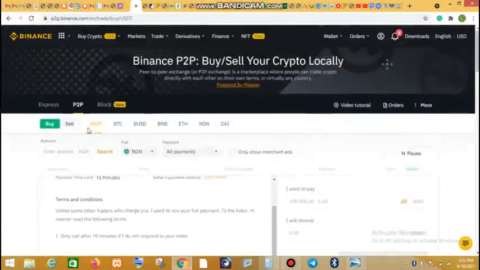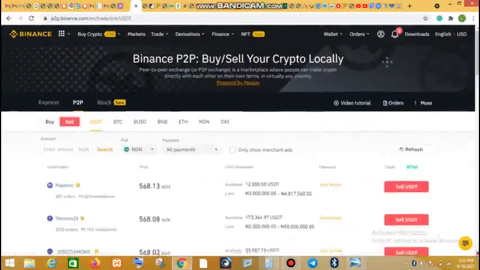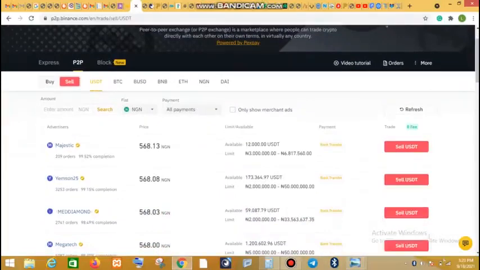And also, if you want to sell, as I said earlier, you can sell to the present buyers, or you create your own sell order. You can see these are sell orders. You can create your own sell orders, or you sell straight to the present buyer. So these people want to buy from you, and you are the one to sell to them.